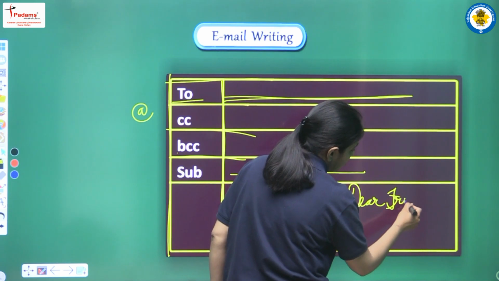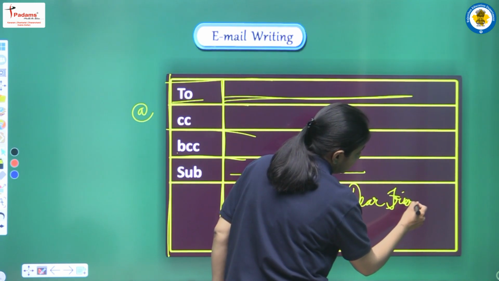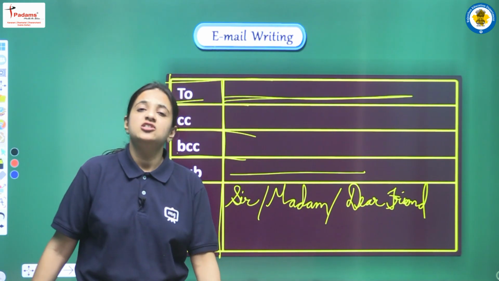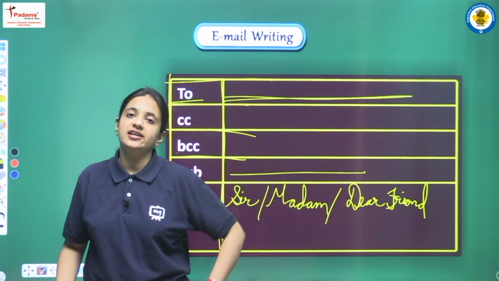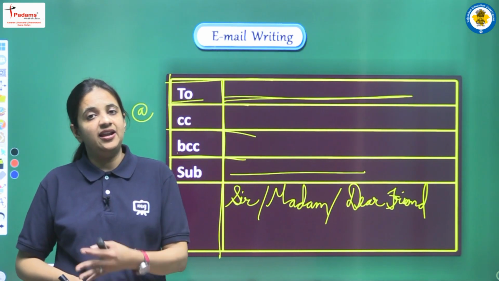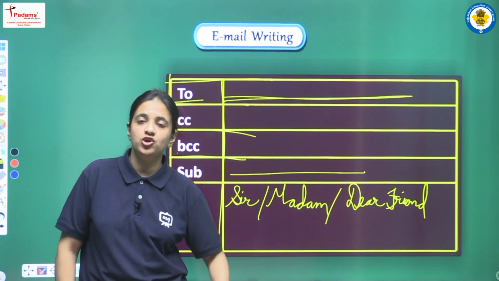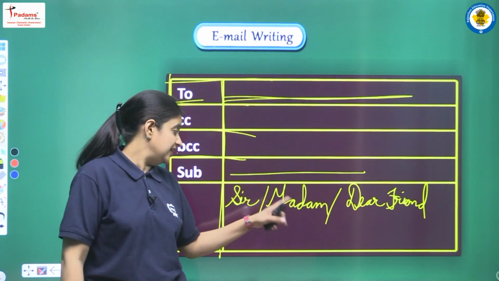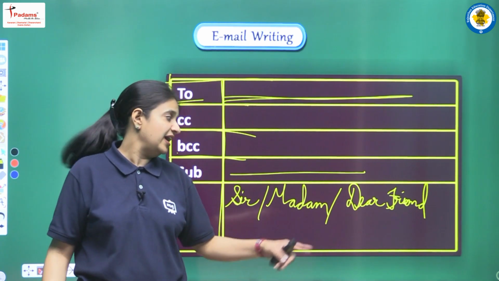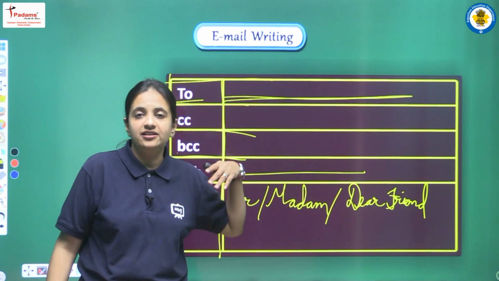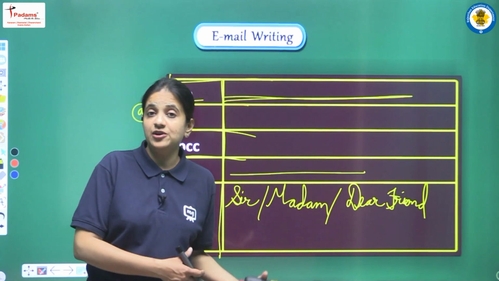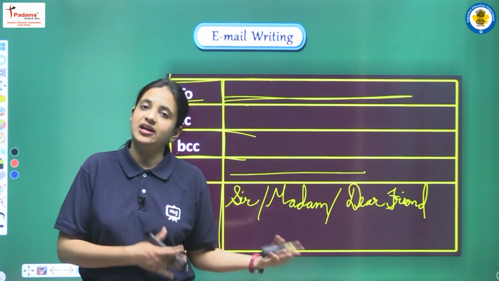What is the name you can write? You can write "Dear father", "Dear brother", "Dear sister". In this manner you can use any appropriate salutation for whom you are writing the email. Suppose you are writing to your teachers or your principal, then you can write "Sir" or "Madam". If you are writing to your friends, you can write "Dear friend", like if the name of the friend given to you is Vanya, you can write "Dear friend Vanya", or just "Dear Vanya".